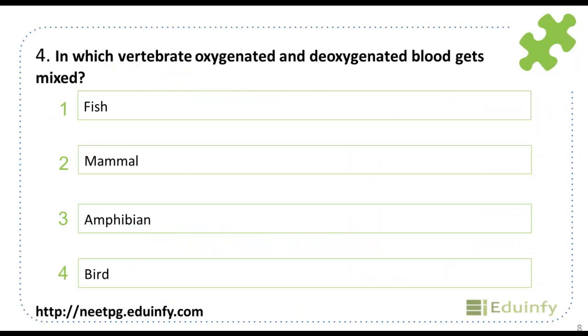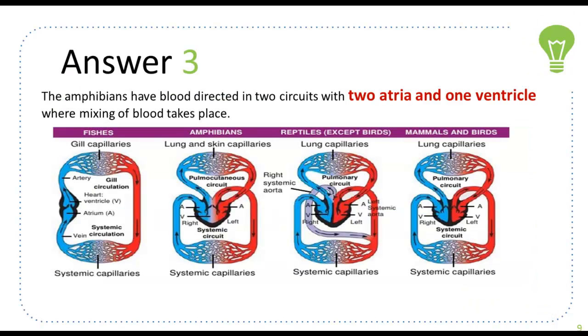Next question is, in which vertebrate oxygenated and deoxygenated blood gets mixed? Choices are fish, mammal, amphibian and bird. So in this case, amphibians have 2 atria and 1 ventricle where the mixing of blood takes place. So the answer is the third one, amphibian. You can see here the diagram also for fishes, amphibians, reptiles and mammals and birds.